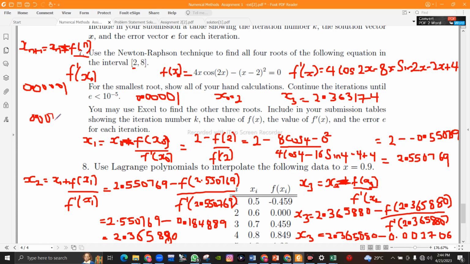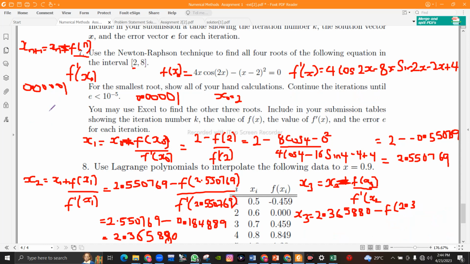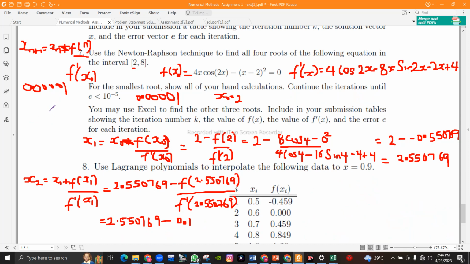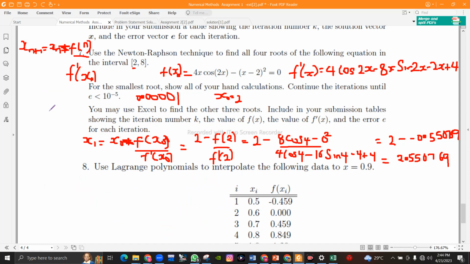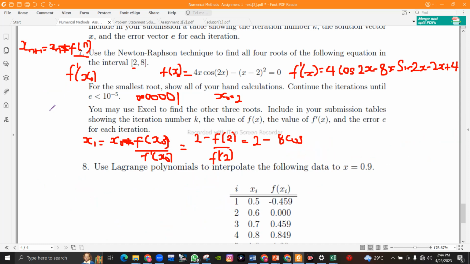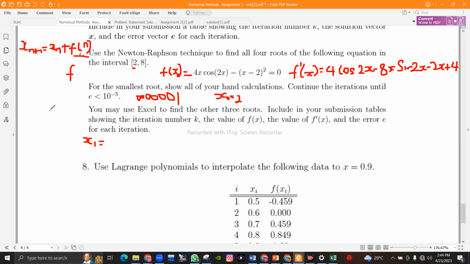So the error is now 0.000002, which is still greater than this. So we can't stop here. We'll keep moving forward. So let's go to the fourth iteration. Let me take off some of this. I'm taking off the fourth iteration.